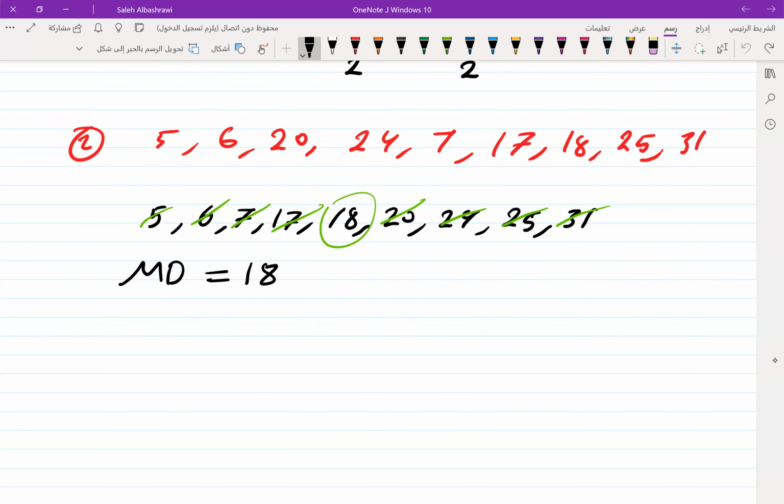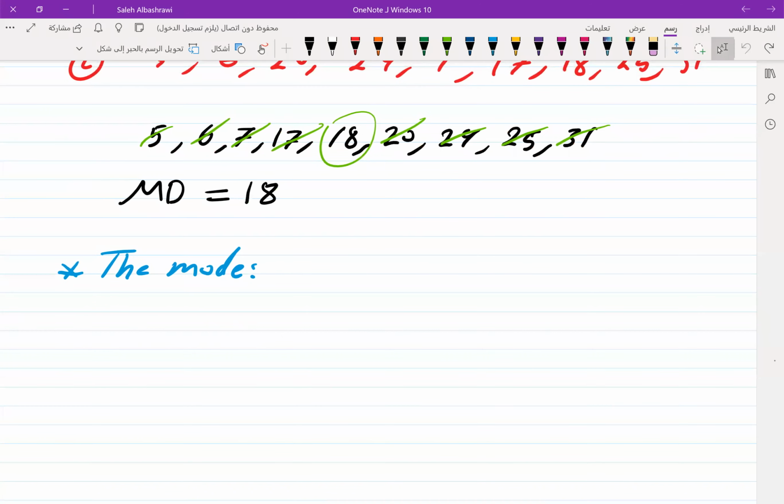Now we have one remaining measure that will be the mode of the values. The mode is the value that is repeated the most, or that has the highest frequency. It is the value that is repeated the most among the values. We call it the mode of the data.